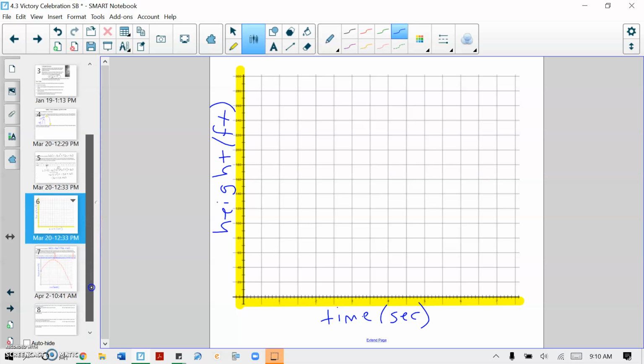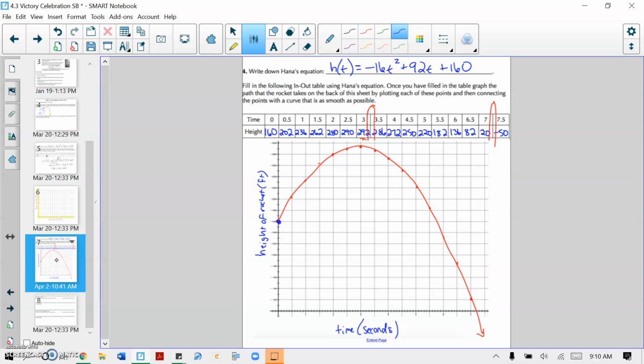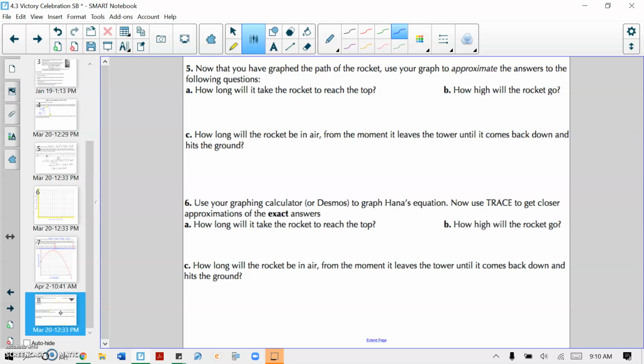All right, you should have it graphed already. Your table and your picture should look something like this. So what we need to do now is actually answer the questions they're trying to figure out. So how long will it take the rocket to reach the top, and how high will the rocket go?